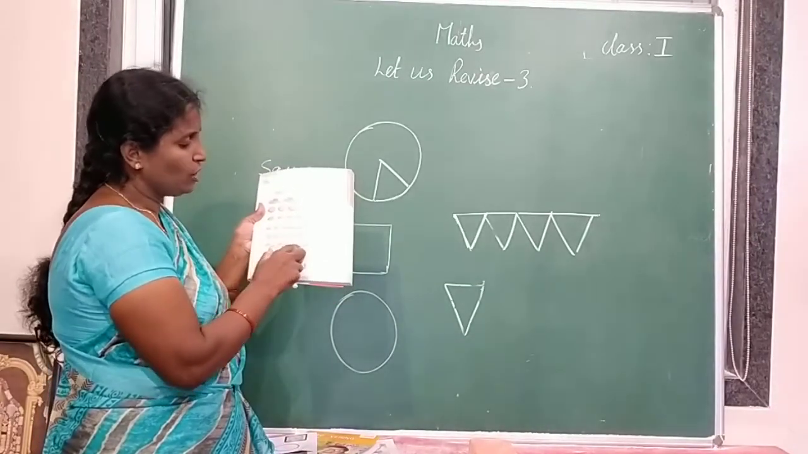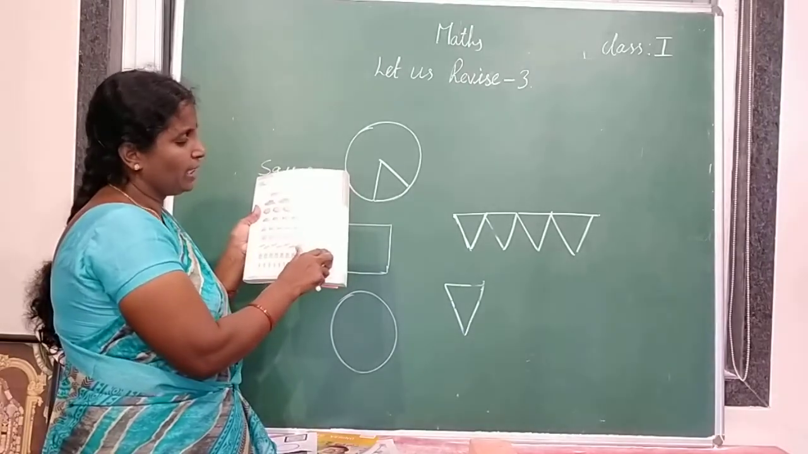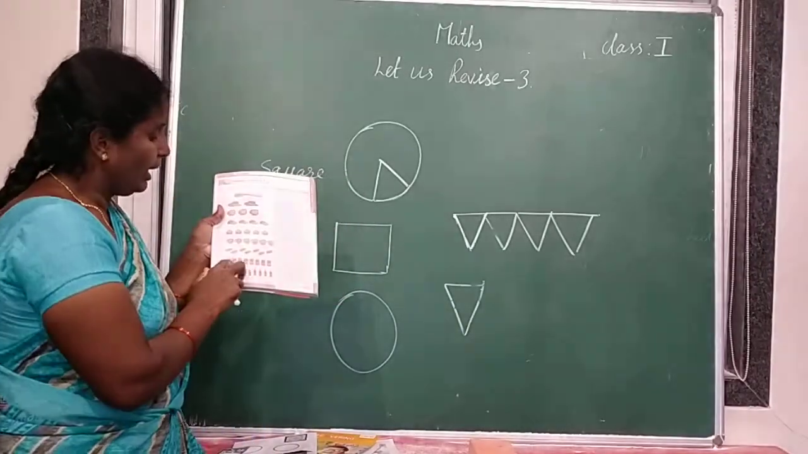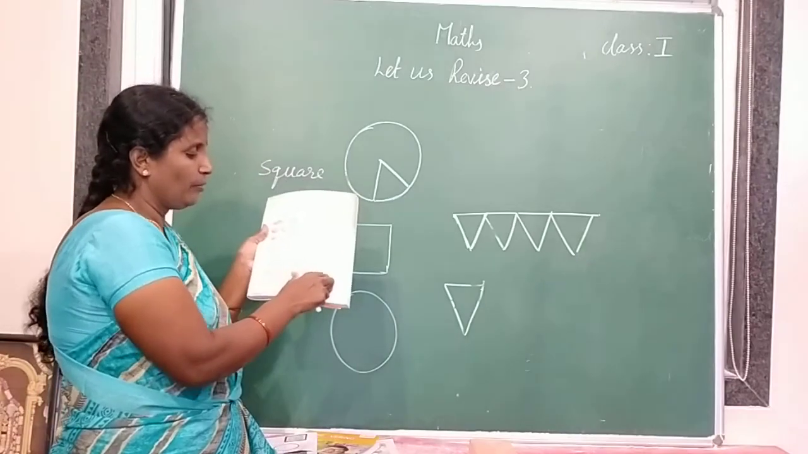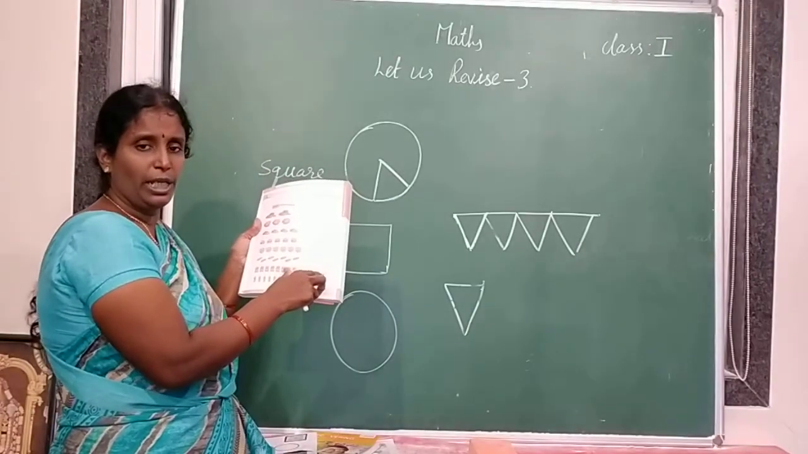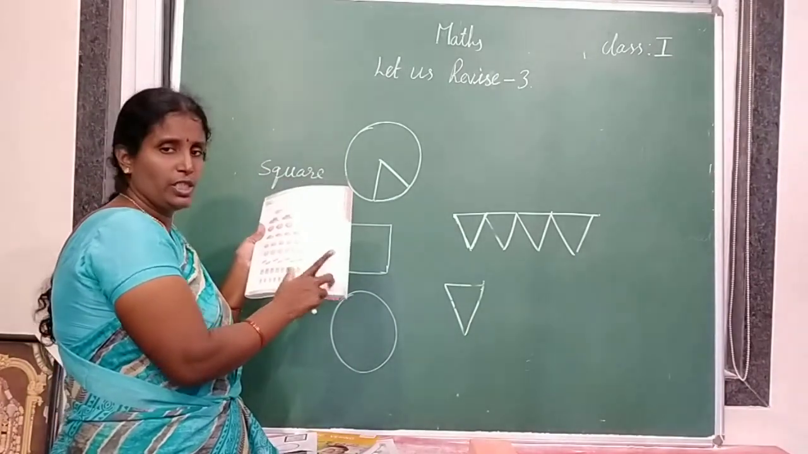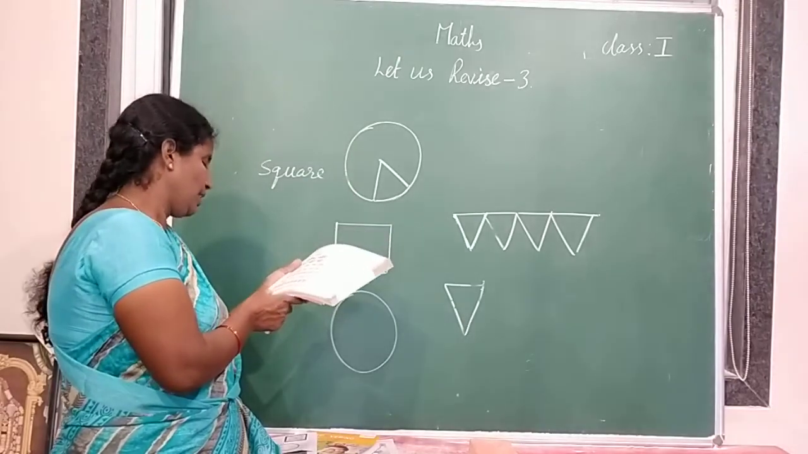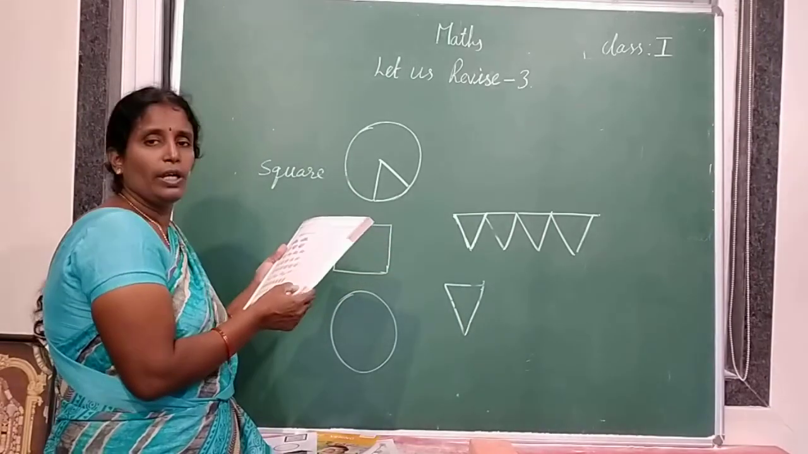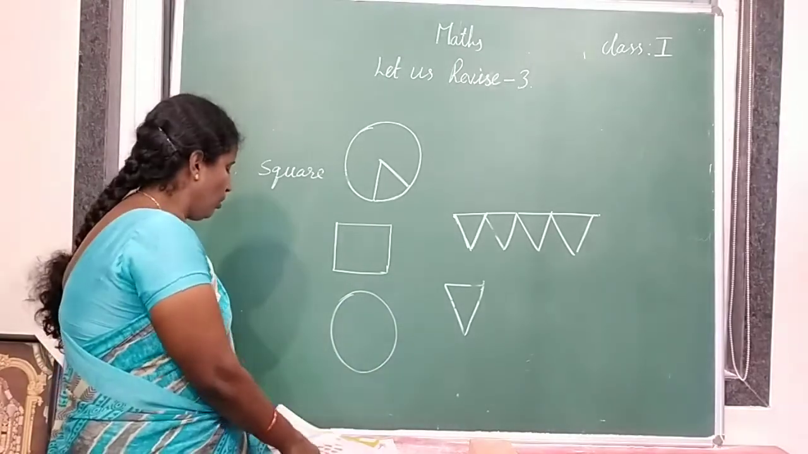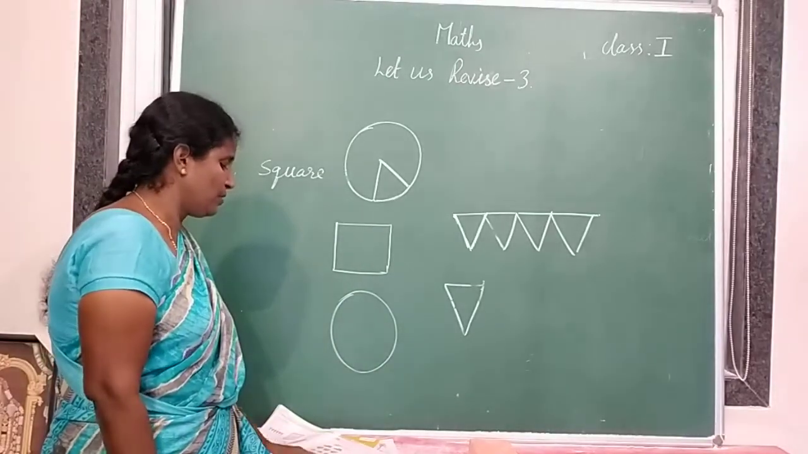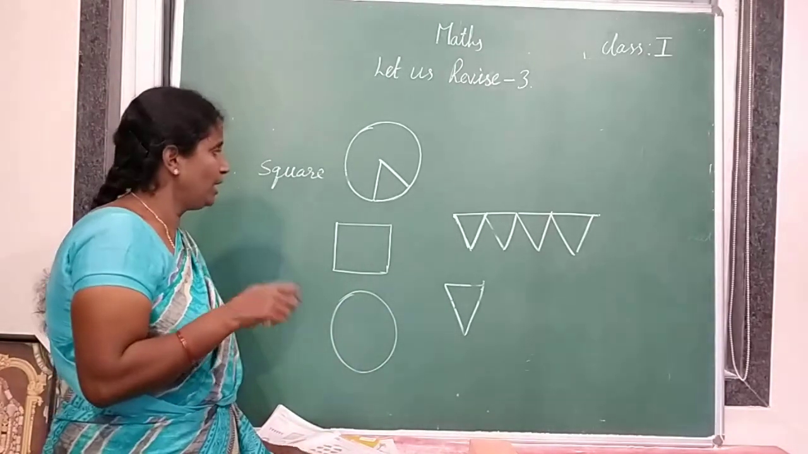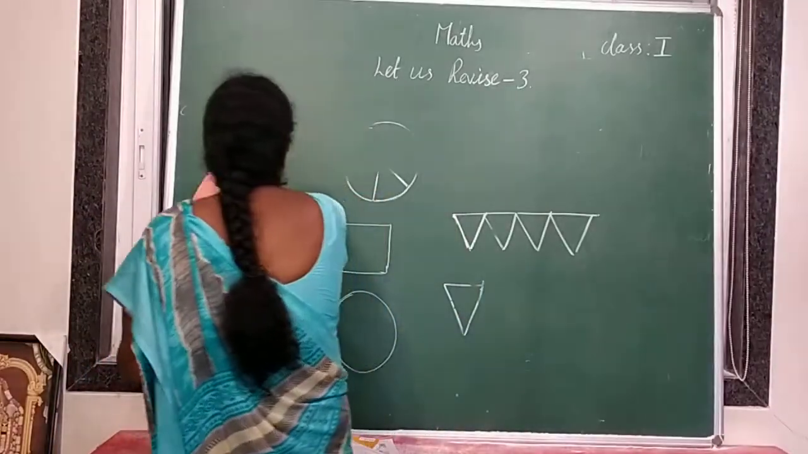Seven chocolates are there. So SEVEN, 7. 8 jam bottles are there. What is the spelling? What is the number name? EIGHT, 8. Next, 9 bottles are there. So NINE, 9. So once again read number names from 1 to 9. ONE, 1. I will write on the board.